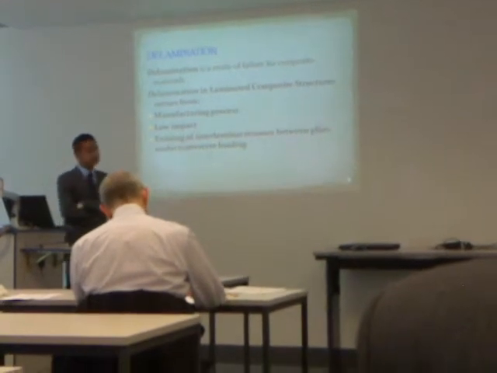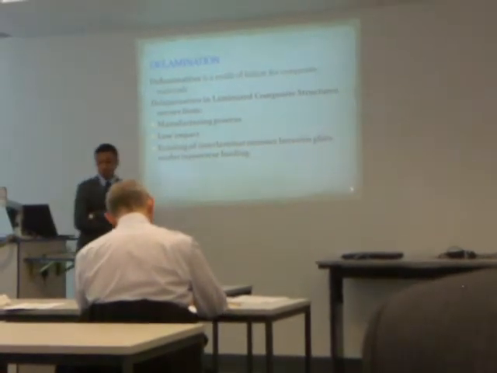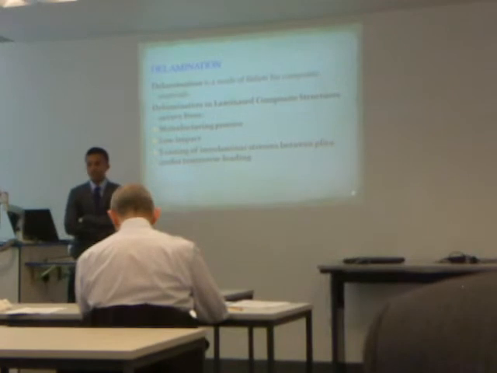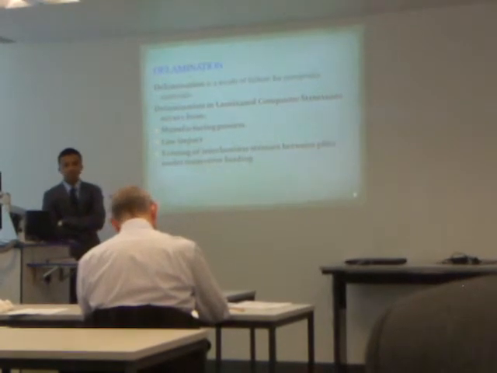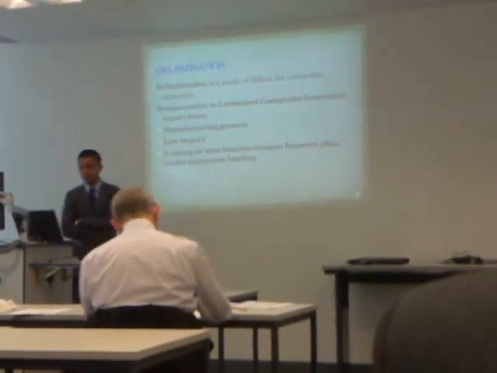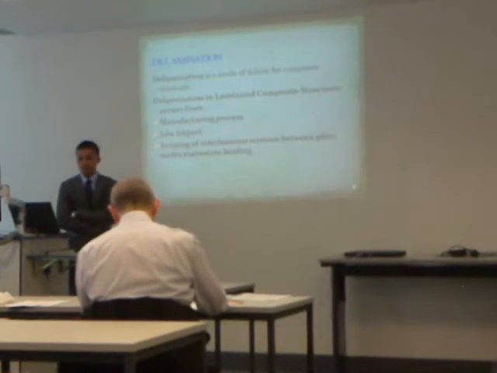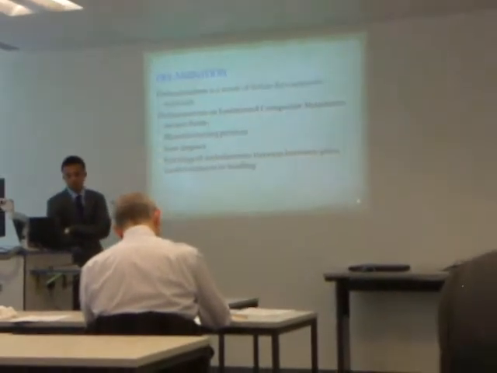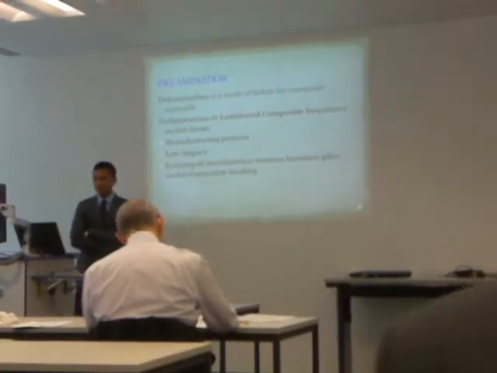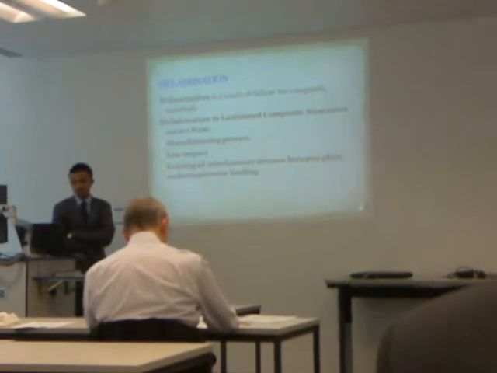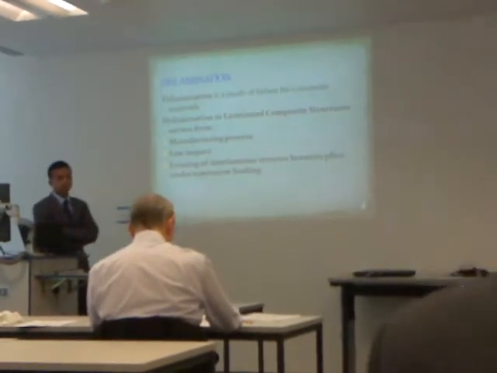In the next slide we can see what delamination is. Delamination is a mode of failure in composite material. It is caused by the manufacturing process, by low impact, and by the existence of interlaminar stresses due to transverse loading.